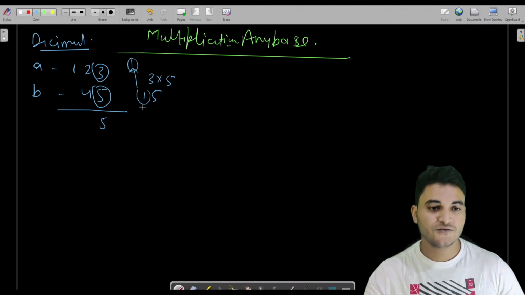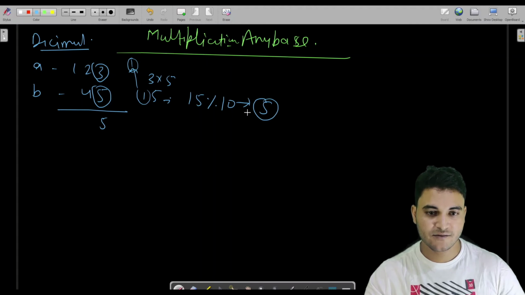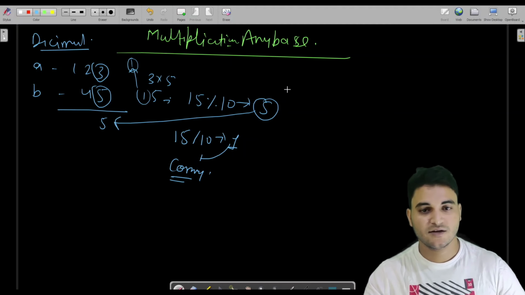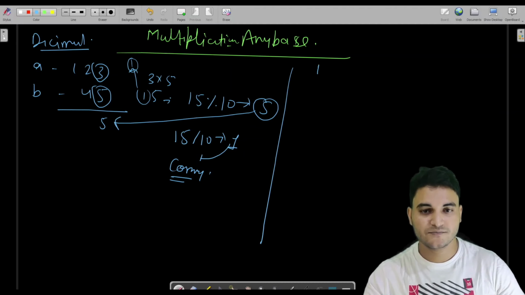So the logic for writing 5 and taking the carry from here was, if we are in the decimal, then we used to take remainder of 15 by 10. That gives us the 5, that digit we used to write here, and we divide 15 by 10, that gives us 1, and we used to store this 1 into carry. So that was our logic for decimal. Let us understand for binary also.